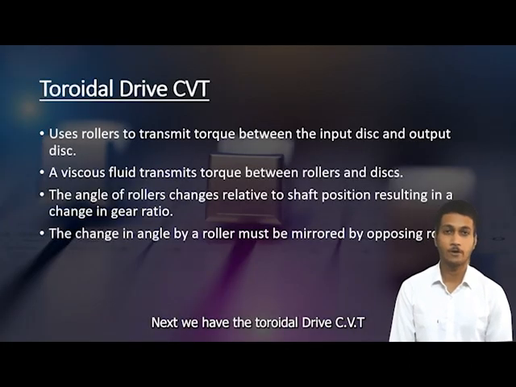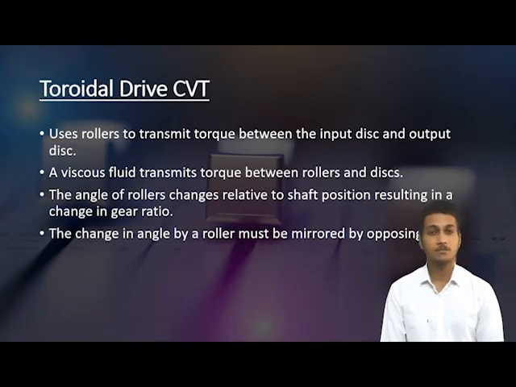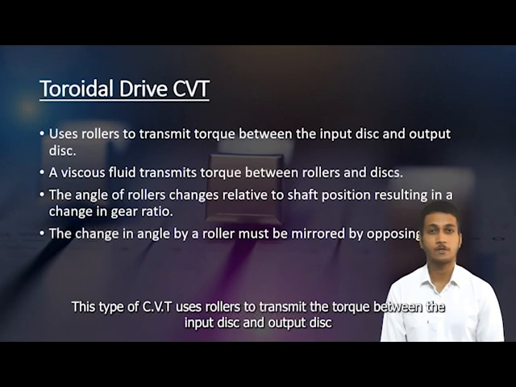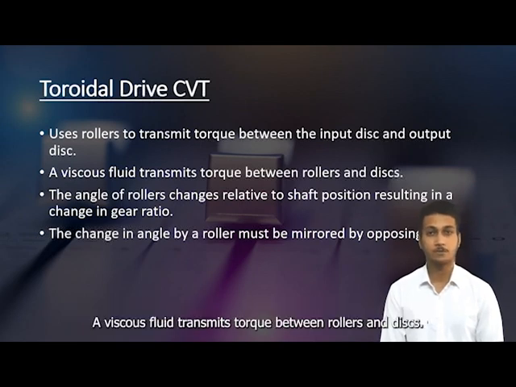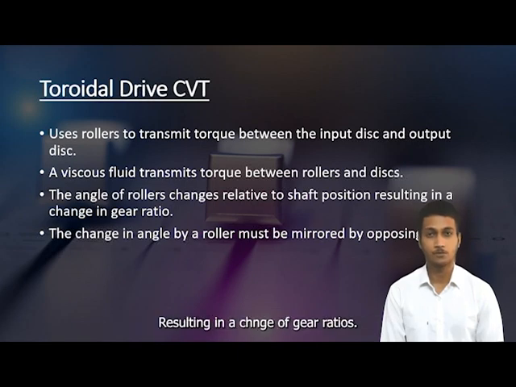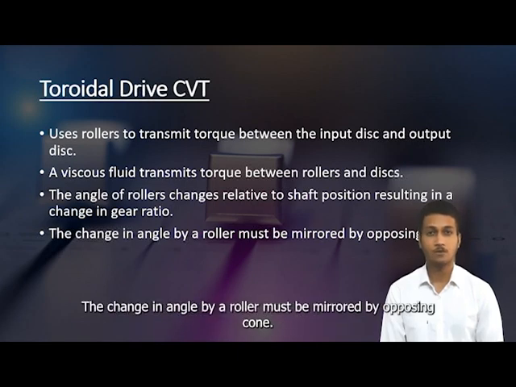Next up we have the Toroidal Drive CVT. This type of CVT uses rollers to transmit torque between the input disc and the output disc. A viscous fluid transmits torque between rollers and discs. The angle of rollers changes relative to the shaft position, resulting in a change of gear ratio. The change in angle by a roller must be mirrored by the opposing roller.